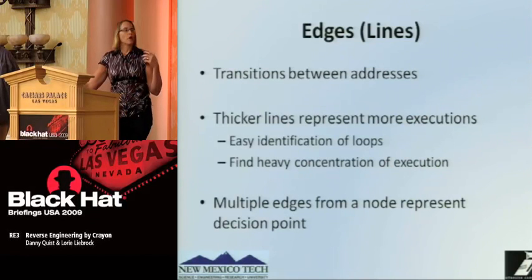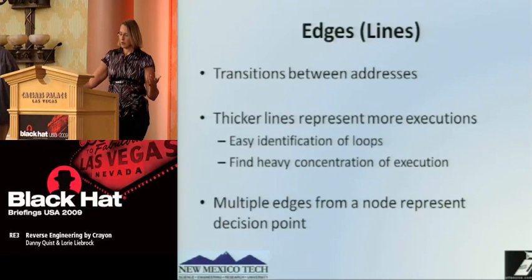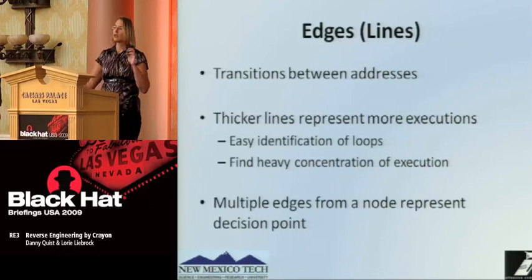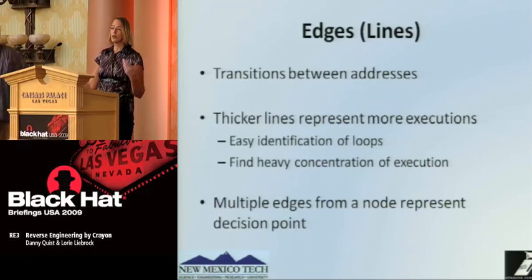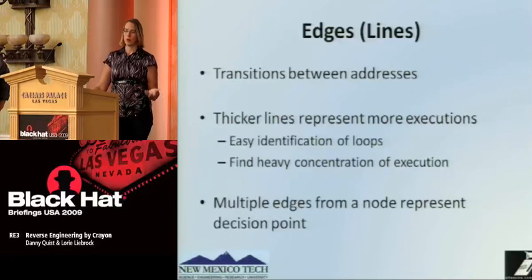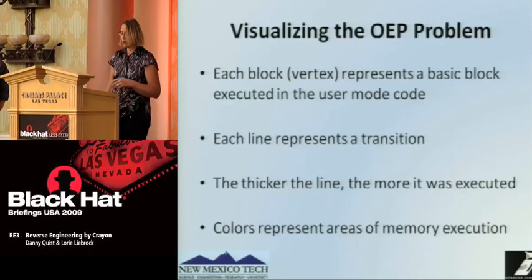But for normal executions, you're going to be able to see where there are loops because the edges will be thicker, and find concentrated execution. So you can tell where there are loops, but you can also tell which loops are executed a lot of times. In the graphs, you'll also see that from some nodes, there are multiple paths going out. That's a decision point where you had to decide which path to take in your execution.